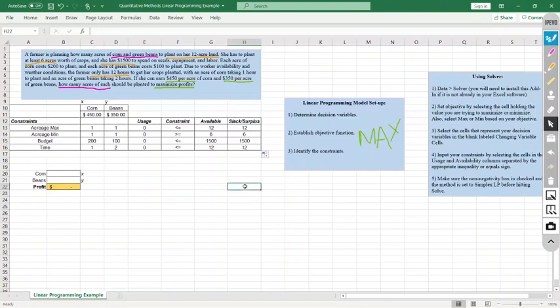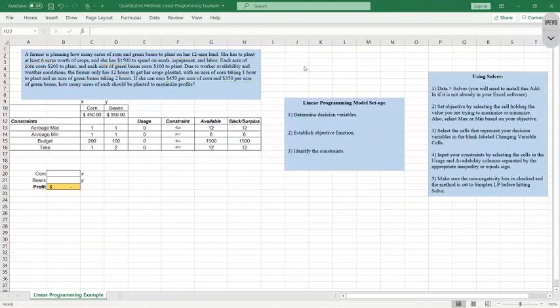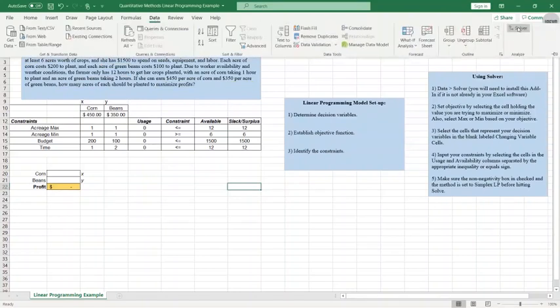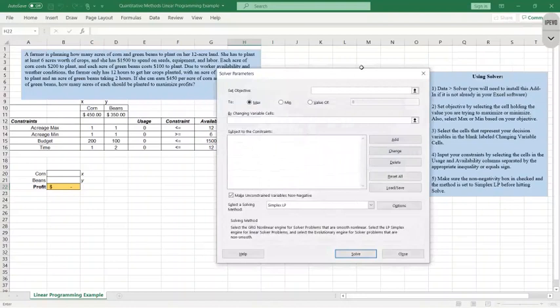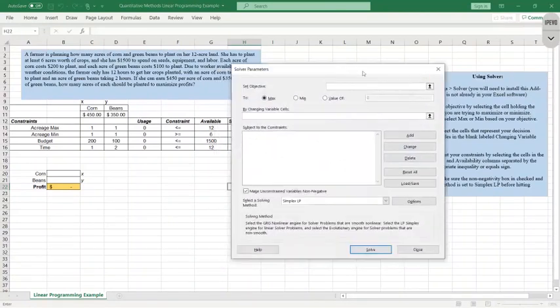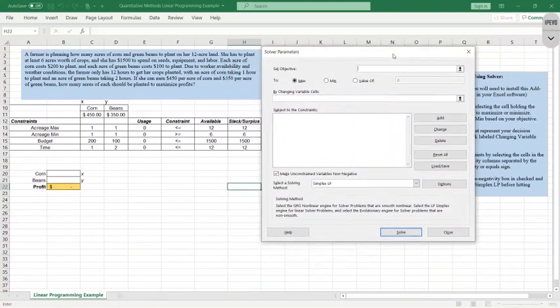So now that we've filled in all of our formulas, we can now use Solver to actually get to our final solution and understand how many acres of corn and how many acres of green beans our farmer should plant. So I'm going to go to Data, and I'm going to click over here to Solver. Now, you might not already have that in your Excel. You can always just go to the Add-ins feature and put it into your Excel software.